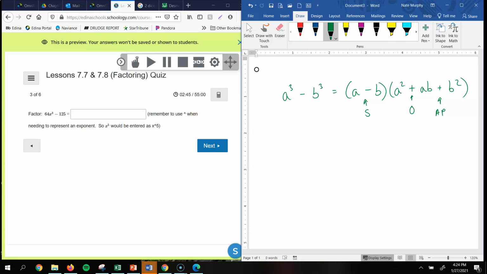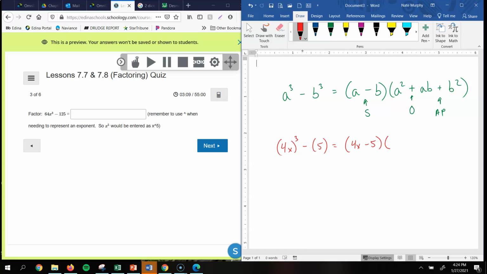We just got to figure out, well, what's our value for a, what's our value for b. So the cube root of 64, what times itself 3 times is 64? Well, that would just be 4. So 4 times 4 is 16. 16 times 4 is 64. And then what times itself 3 times would be 125? Well, that would be 5. So our value for a is 4x. Our value for b is 5. So we would have 4x minus 5.